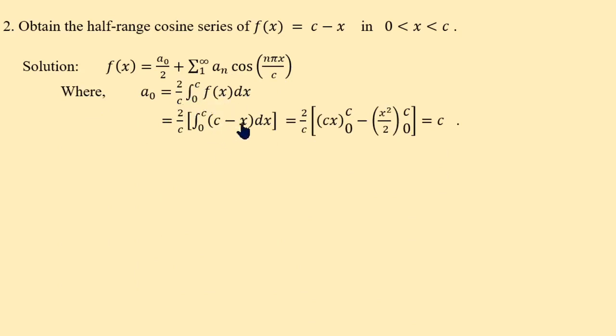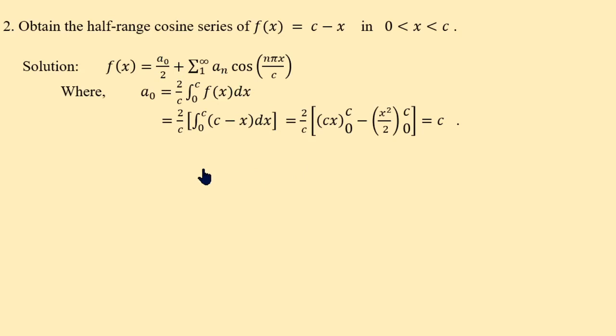F of x is c minus x. Integral of c is cx. Integral of x is x square by 2. Limit is from 0 to c. Upper limit c means this becomes c square. Lower limit is 0, therefore 0. C square minus 0 is c square. And here c square by 2 minus c square by 2, lower limit 0. C square minus c square by 2 is c square by 2. Cancel 2 and cancel 1 c. Therefore a naught is c. A naught by 2 is c by 2.